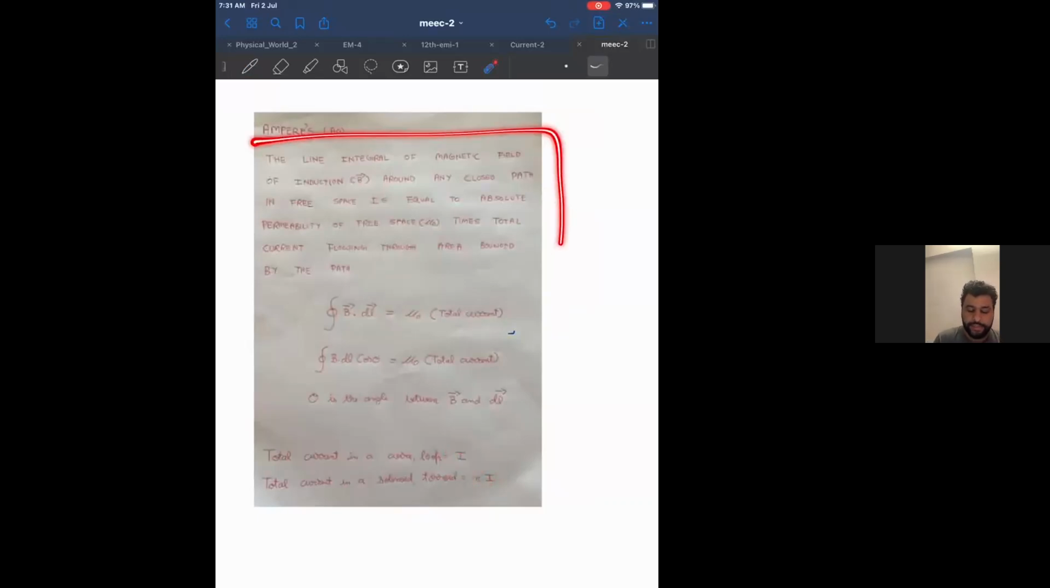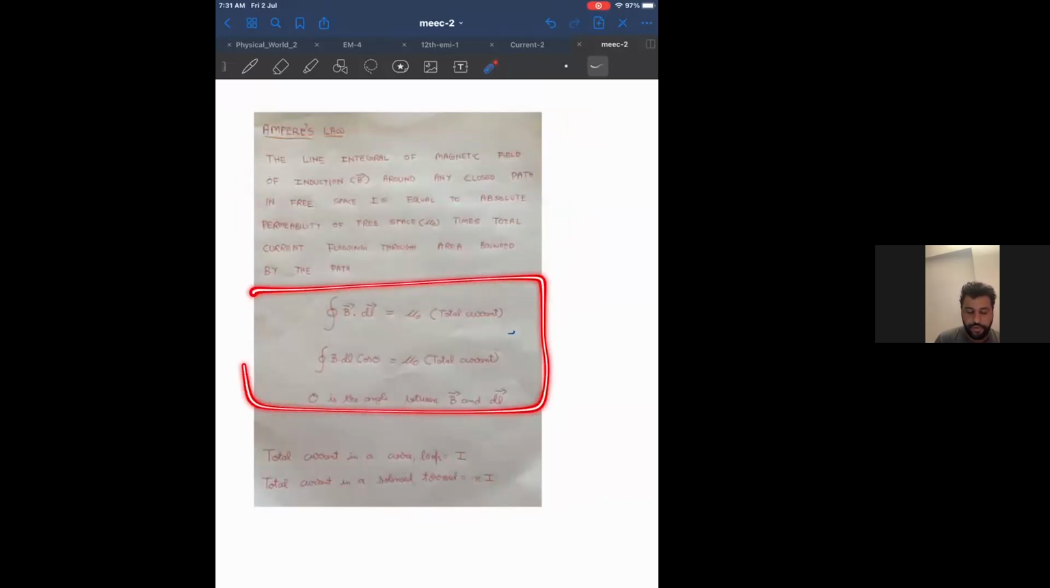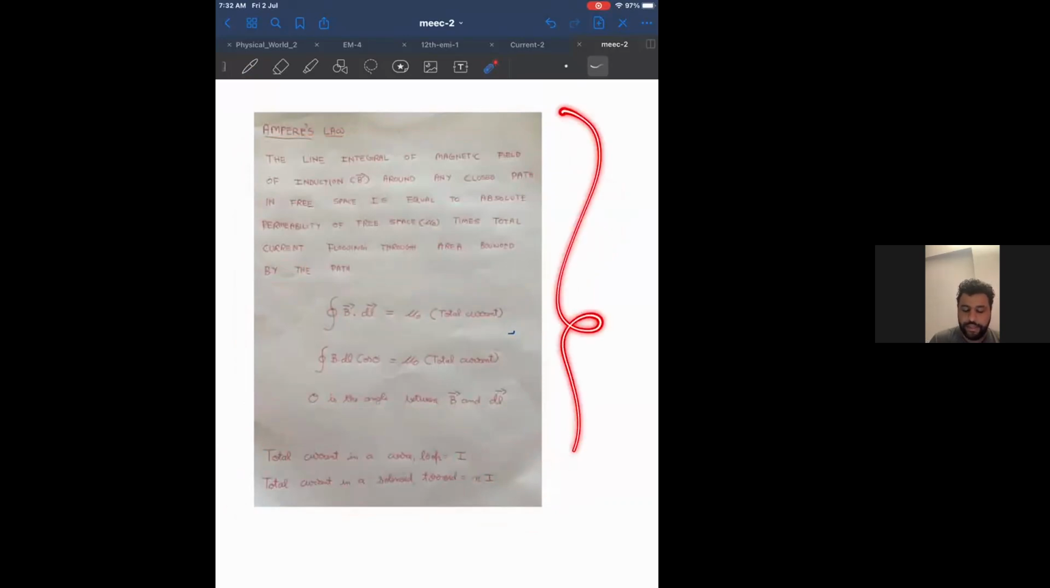Now, see, this is the statement, correct? This is the formula. So if you know the statement, the formula will come directly, and this is just for your reference. The total current in a loop or a wire is I, and total current in a solenoid or toroid is Ni. So this is the entire section of Ampere's law. Can you make a note of this completely? And this is your main formula.